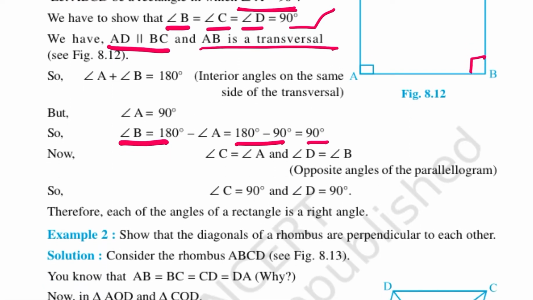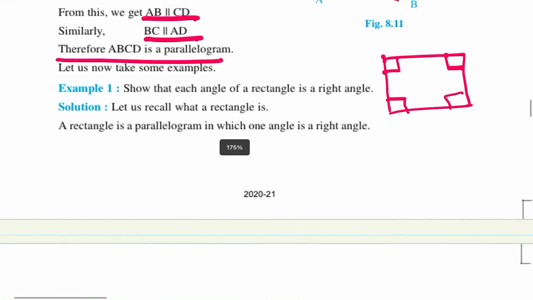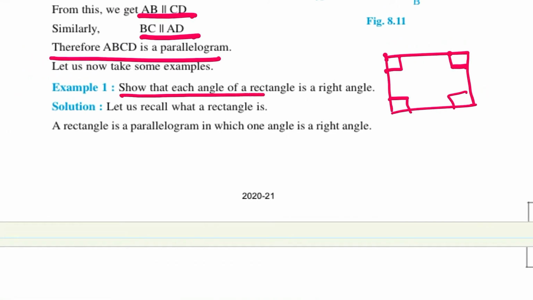Likewise, you can say that angle C is equal to angle A and angle D is equal to angle B because opposite angles of a parallelogram are equal. So angle C also is 90 and angle D also is 90. Hence, it is proved that each angle of a rectangle is a right angle. This is a property of a rectangle.